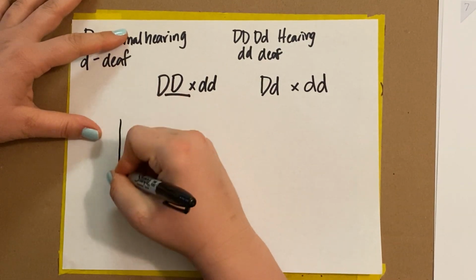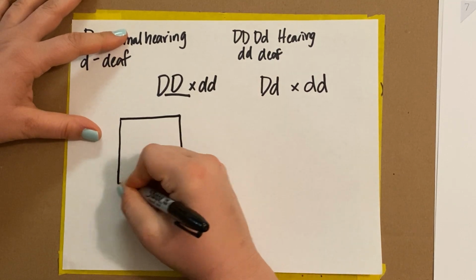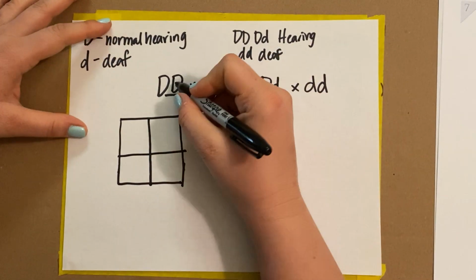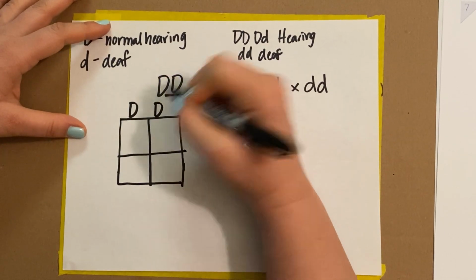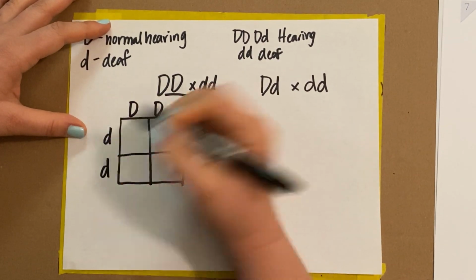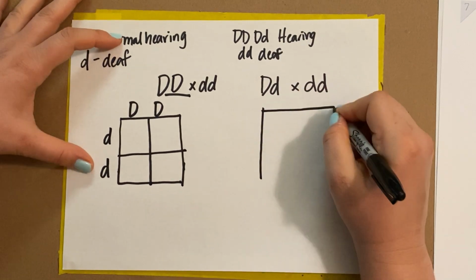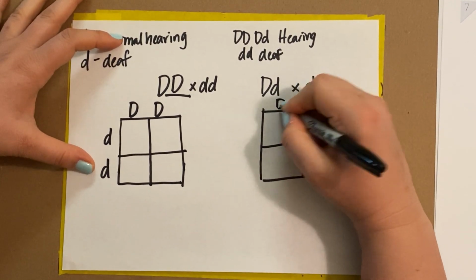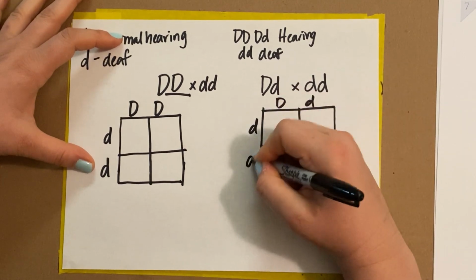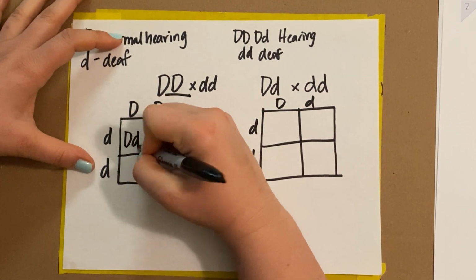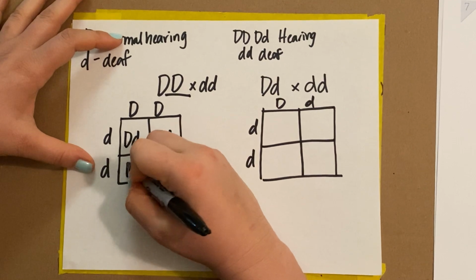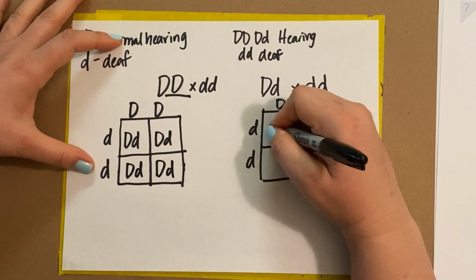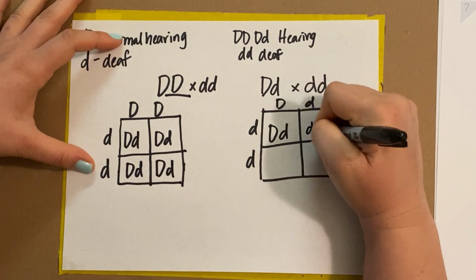And so what we can do is two Punnett squares. Okay, and so this would be big D, little d. This one over here would be big D, little d. And so we can go through. Okay, and then this one.